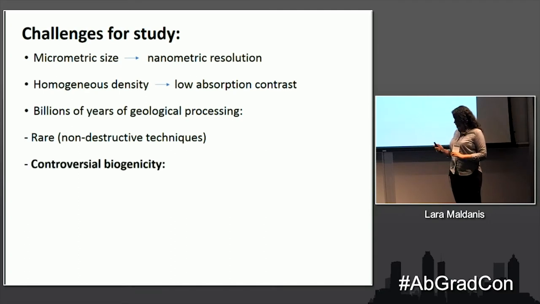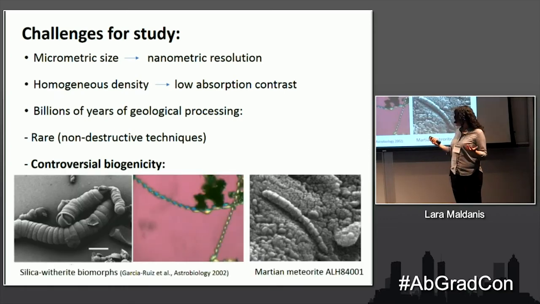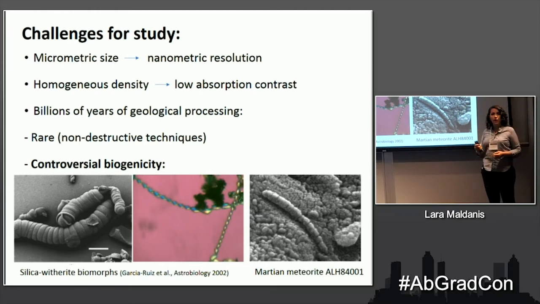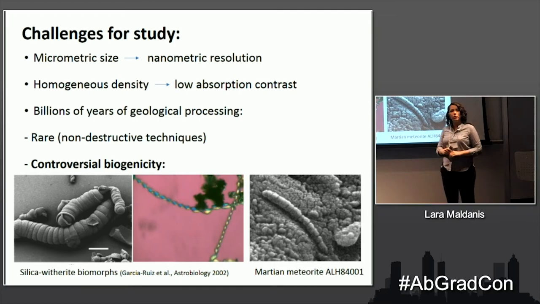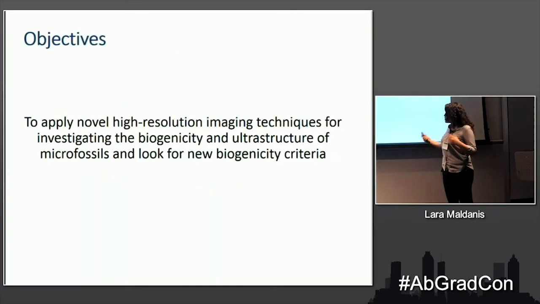And one important thing is, if we are going to say these structures are really biogenic, how do we prove that what we find in the geological record are really remains of life? This is a very tricky question, because we have a lot of structures that look like life, but are actually abiotically formed. We have some examples here, such as silica biomorphs, and a very famous example, the Allan Hills meteorite, where they found structures that look a lot like life, raising the question of how we can prove that what we find is really life. So the objective of my project is to try some new high-resolution imaging techniques, looking at the inner structure of what we find in the geological record, and contributing to the biogenicity criteria used to identify them.